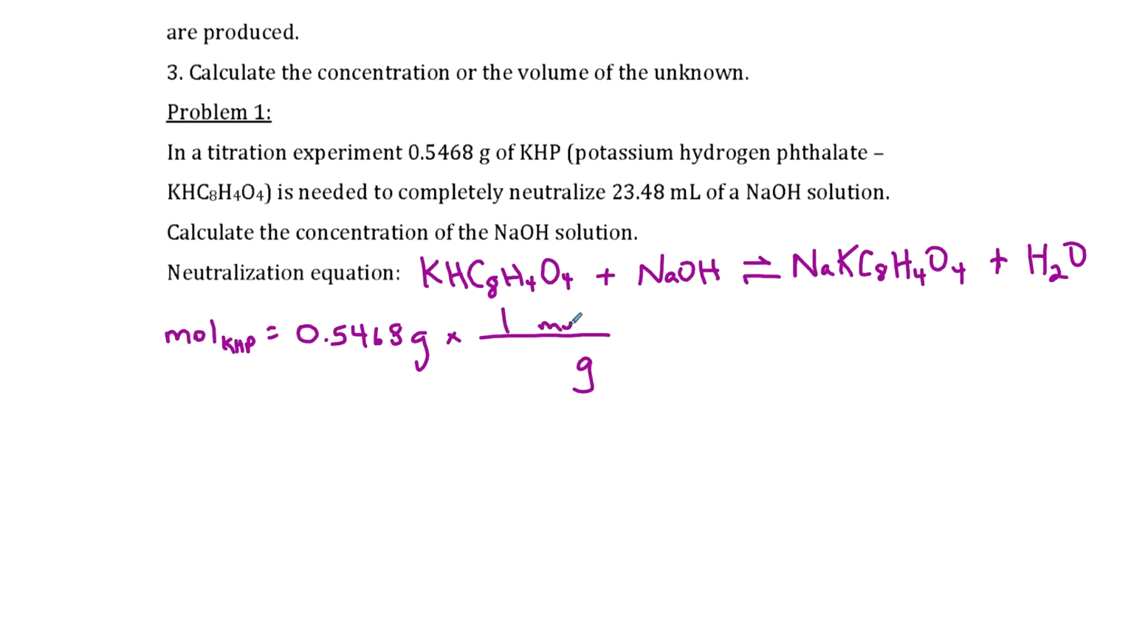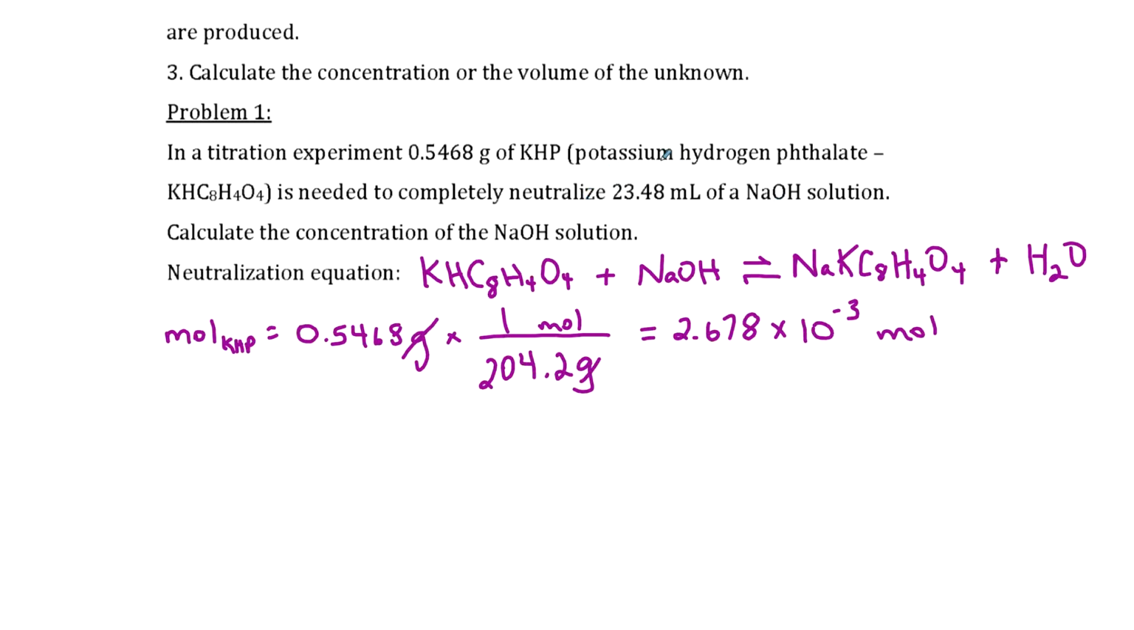So in 1 mole, now this is a bit of a beast to calculate because there's so many to get through, but if you add up the mass of each element in this compound, you would get 204.2. Okay, so grams cancel, and that would work out to 2.678 times 10 to the negative 3 moles. Okay, so we now know how many moles of the acid we have.